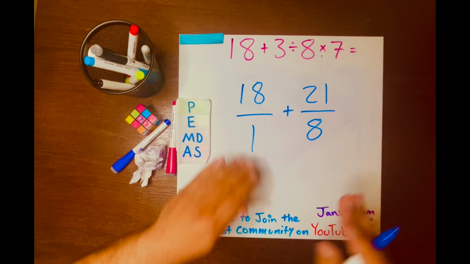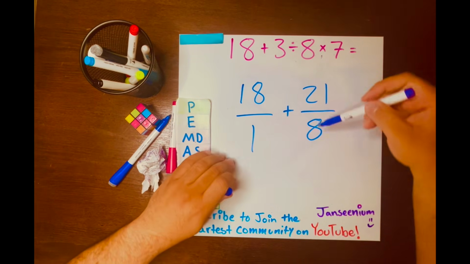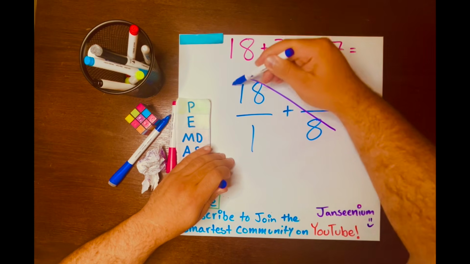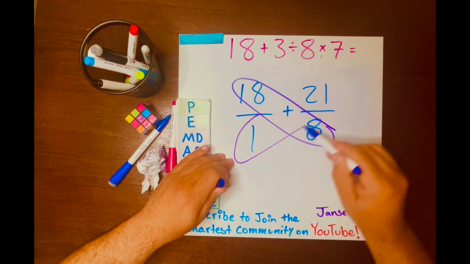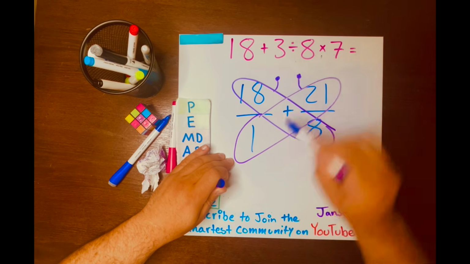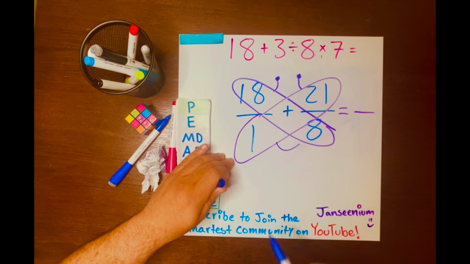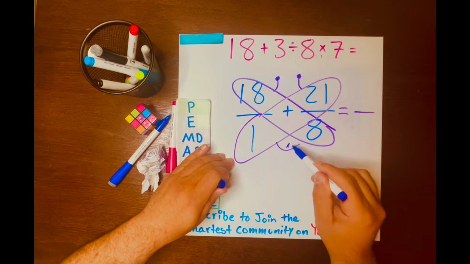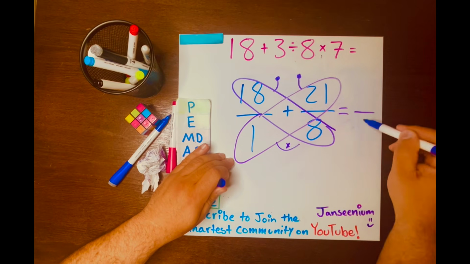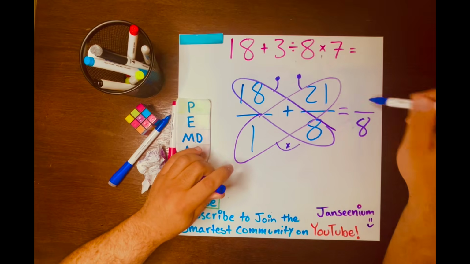Notice the denominators are different, so I will use the butterfly method, and I'll use a different color. So you multiply what's inside the wings, and then you write the results above the antennas. And don't forget the body. The body always gives you the denominator. 1 times 8 is 8.